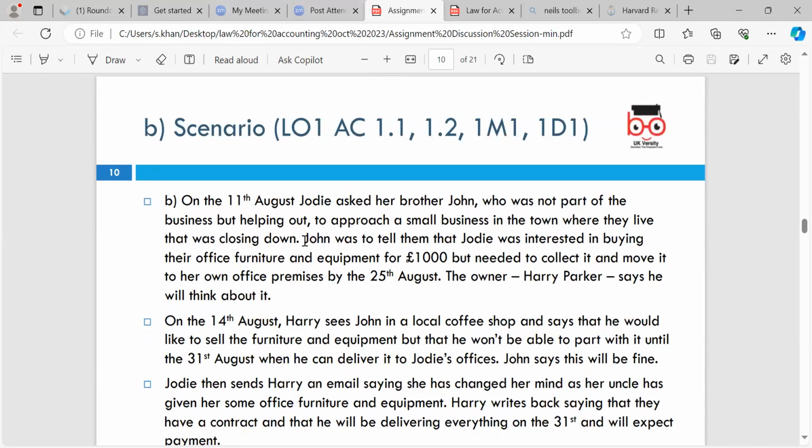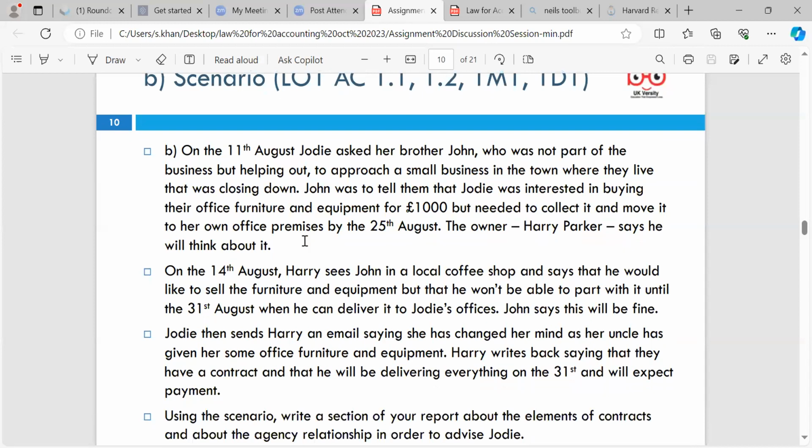So this is the second task. Okay. So this is the second scenario. So scenario L, learning outcome 1. This covers learning outcome 1. Okay, AC 1.1, 1.2, 1M1, and 1D1. So you need to do this as B.